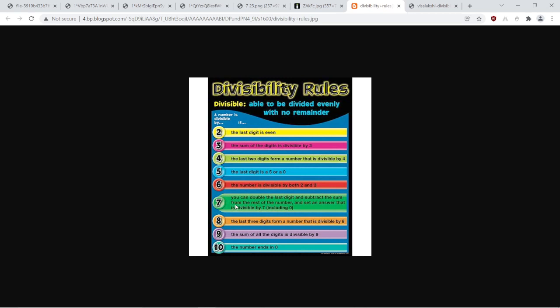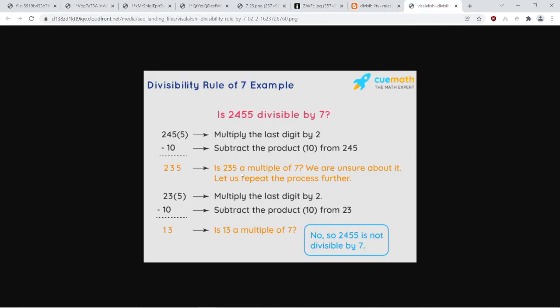Alright, 7. So 7's a little bit trickier and it's a little easier to just see an example, but basically you have to double the last digit and then subtract the product from the rest of the number. I brought up an example here. So let's say, is 2455 divisible by 7? You multiply the last digit by 2, so this last digit is 5. We're going to multiply that by 2, we get 10. Now we subtract the product from 245, which is the number that was left over once we've taken out this 5. And what do we get? We get 235. Is 235 a multiple of 7?